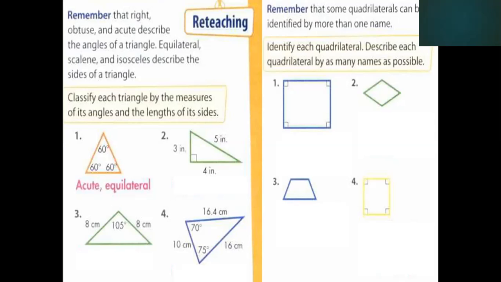Number two, here I have the first angle like a square, so directly it is called a right angle. Excellent, guys.